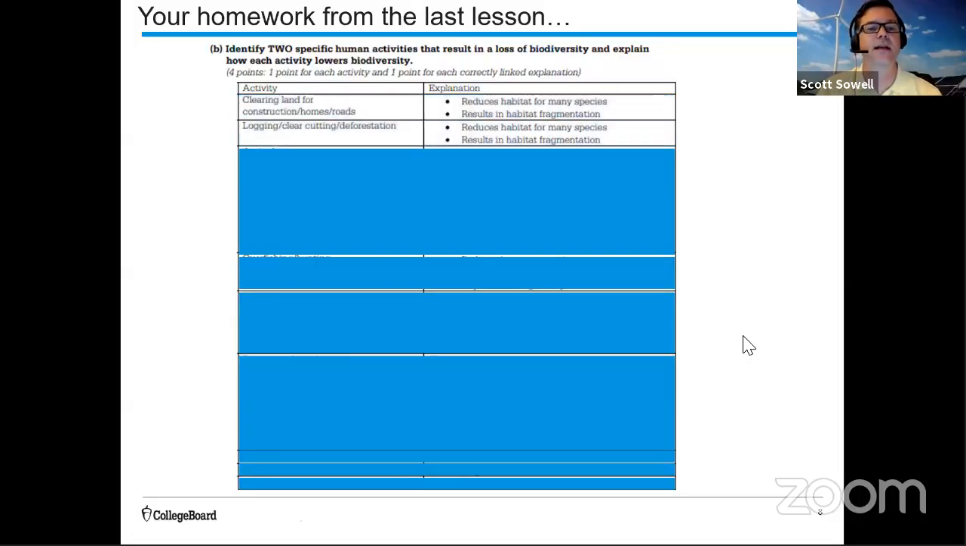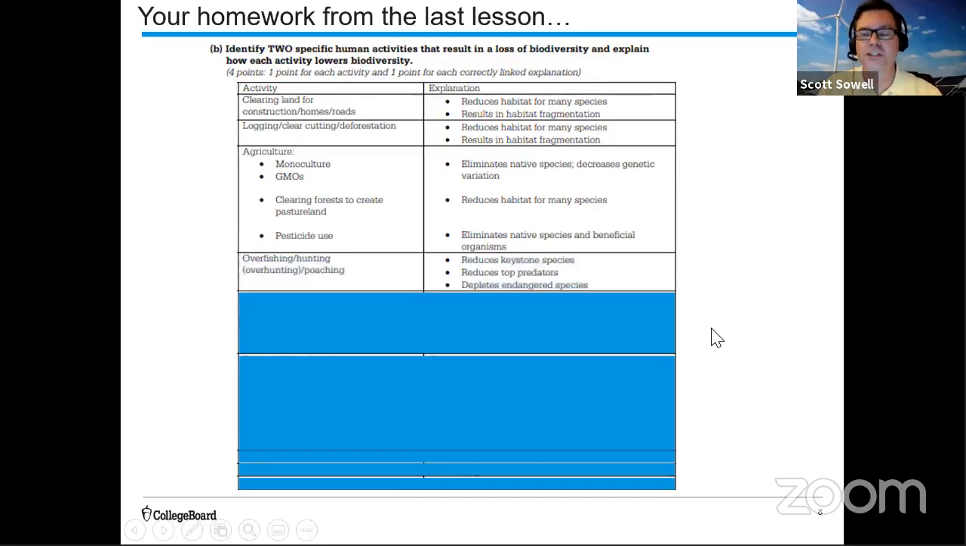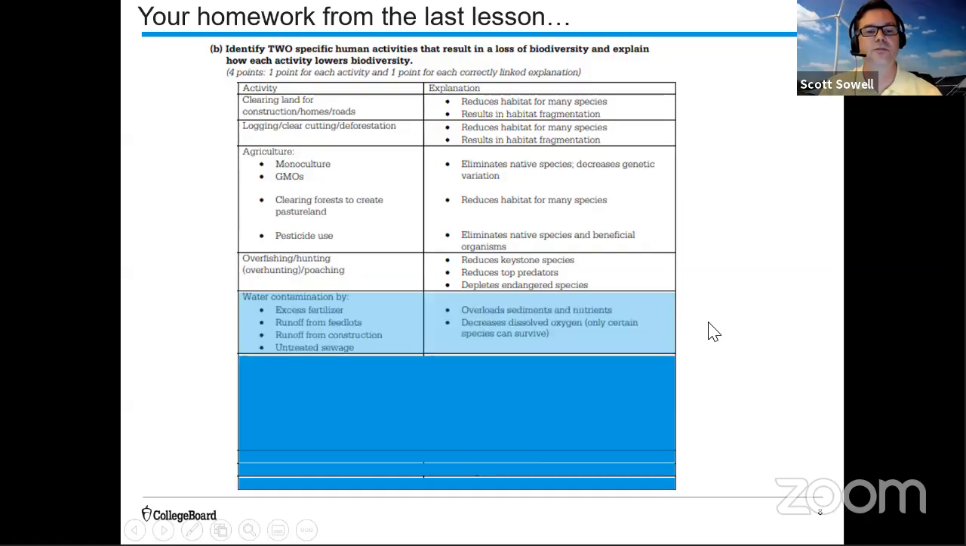So you could have said something like clearing land for homes or construction or for logging. All of that is just going to reduce habitat or fragment habitat. Agriculture is going to do the same thing, but it also has implications for genetic variation. Domestication typically leads to less genetic variation, so things like monocultures. Overfishing, overhunting, overpoaching, reducing species, especially endangered ones.